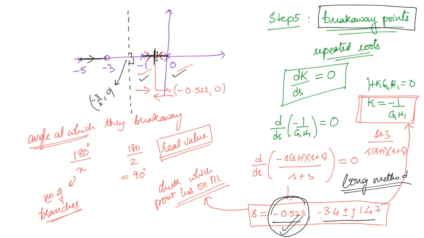And where will these root locus branches go? They will now follow the asymptotes. So they are breaking away at 90 degrees and then they are following the asymptotes. They will follow the asymptotes like this.